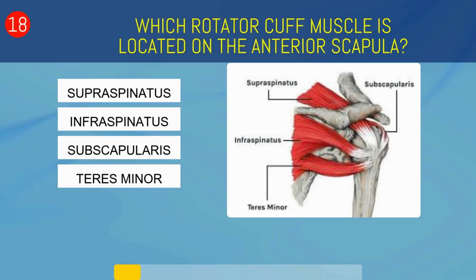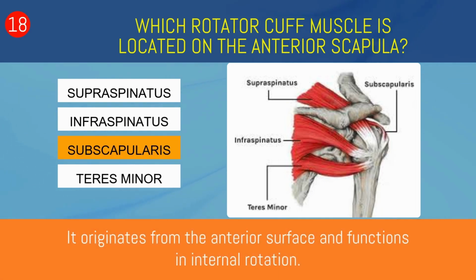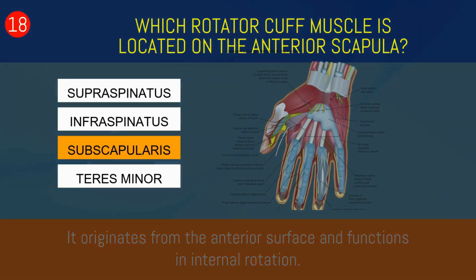Which rotator cuff muscle is located on the anterior scapula? Supraspinatus, infraspinatus, subscapularis, or teres minor? Subscapularis. It originates from the anterior surface and functions in internal rotation.